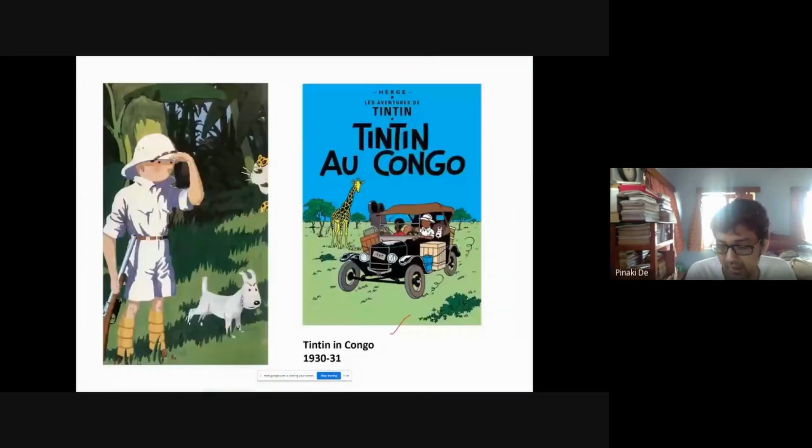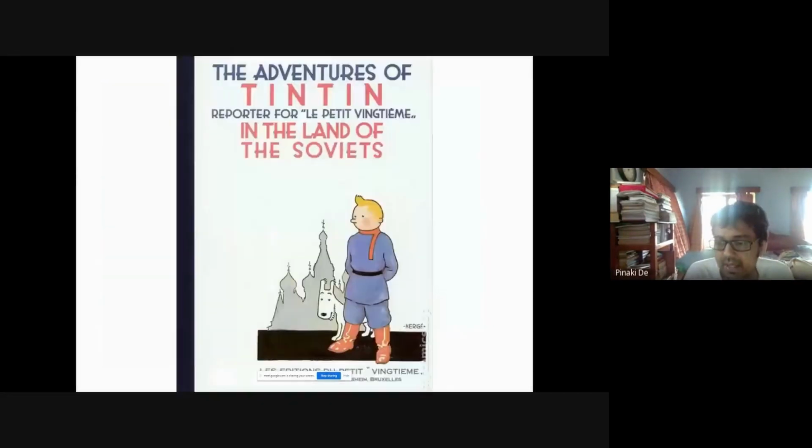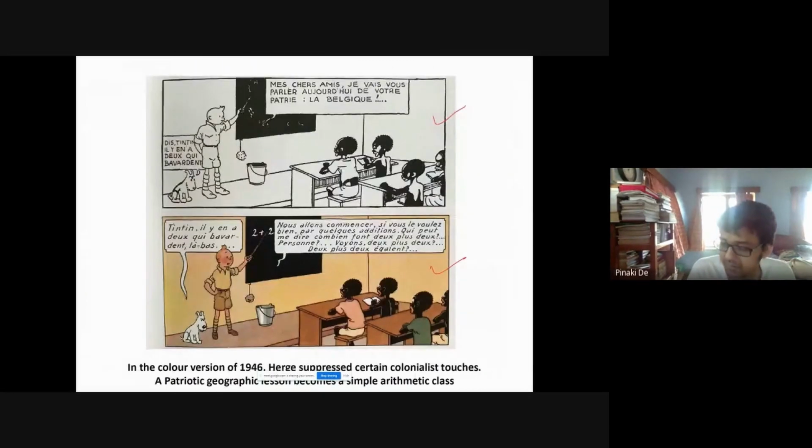So remember, Tintin in the Congo was first published in 1930-31 in black and white. Later, the color version came out in the 1940s. Okay, and in the color version, Hergé became more aware of the problems that are there. Although the problems remain today as well, Hergé tried to paper over the problems. Hergé tried to correct some of the problems that were there in the black and white version.